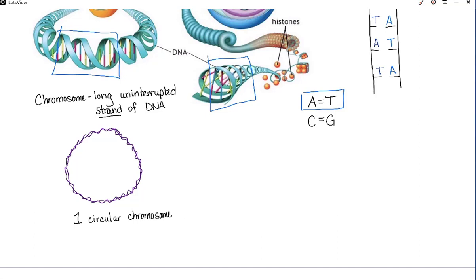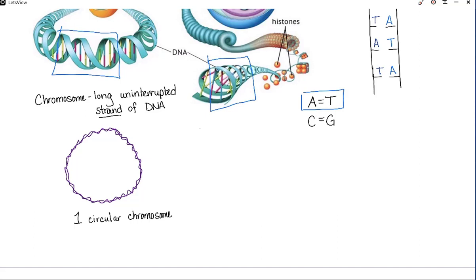Okay. In eukaryotic cells, the chromosomes are linear. And typically, though not always, they are found in multiples of 2. In other words, an even number of them exists in any cell. And not just anywhere in the cell, but specifically in the nucleus.